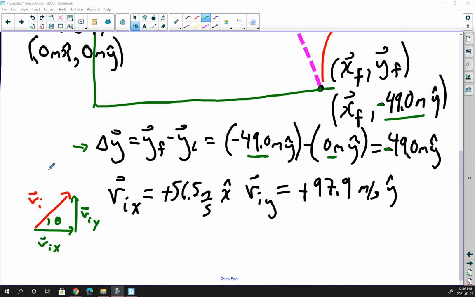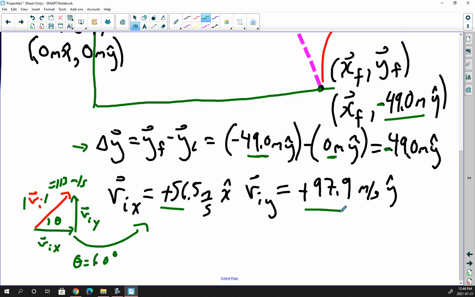So we know the magnitude of this is 113 meters per second. We know that theta is 60 degrees, and we break this initial velocity vector into its components. And you know how to do that from before. So velocity initial X component, 56.5 meters per second X hat. Velocity initial Y component, 97.9 meters per second Y hat, and they're both positive components here. I have taught you the component method in the past. I don't have time to reteach it here. If you have to go back and watch the previous lesson on this, go ahead and do that.